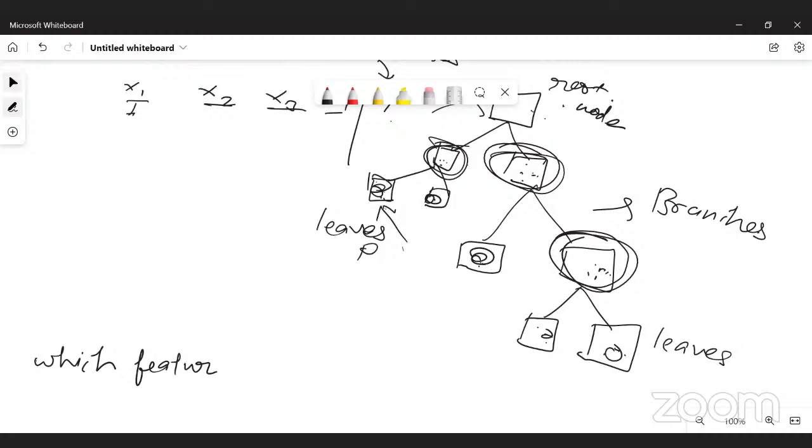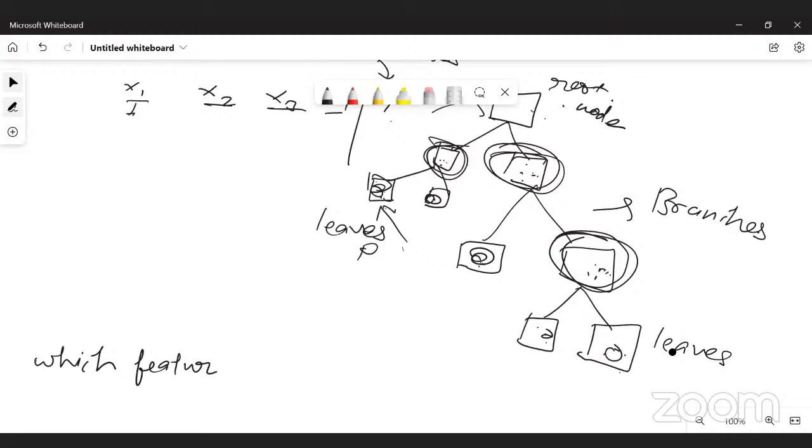So can a leaf also be a branch? No, we only call them leaves, not branches. Okay. The leaves are the last ones, is it? Yes, the last ones. In the last ones, we make the predictions. The way we divide is with the theta, right? Yes, the threshold.